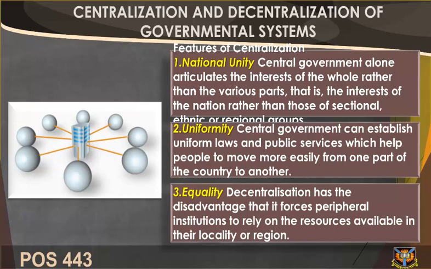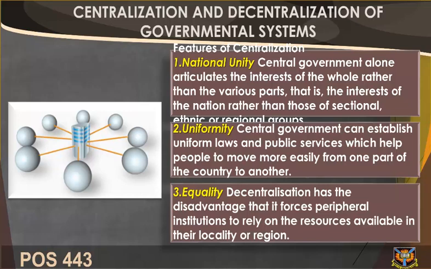Centralization and decentralization of governmental systems. Features of centralization. 1. National unity. Central government alone articulates the interest of the whole rather than the various parts, that is, the interests of the nation rather than those of sectional, ethnic, or regional groups. 2. Uniformity. Central government can establish uniform laws and public services which help people to move more easily from one part of the country to another.